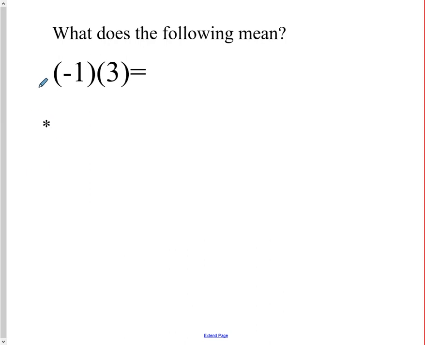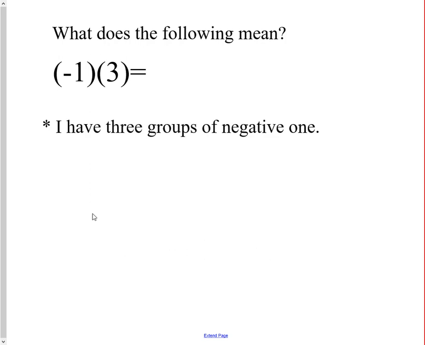So here's a little bit of thing to help you wrap your brain around what this actually means, right? You've probably practiced this. You're probably okay with it. But what does the following actually mean? Negative 1 times 3. Well, it means I have 3 groups of negative 1, right?